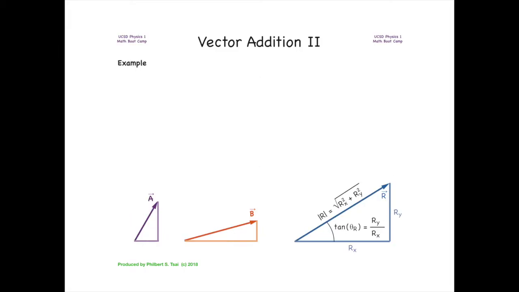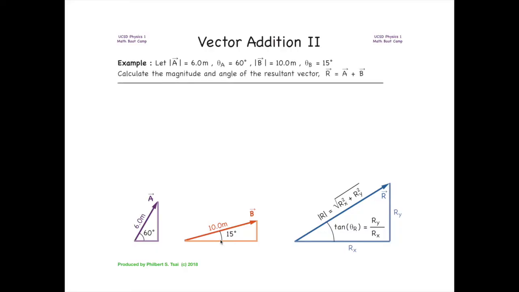Let's work through an example real quick. If A has a length of 6 meters and makes an angle of 60 degrees above the horizontal, while B has a length of 10 meters at an angle of 15 degrees above the horizontal, then let's calculate the result of adding A plus B using our vector component method.